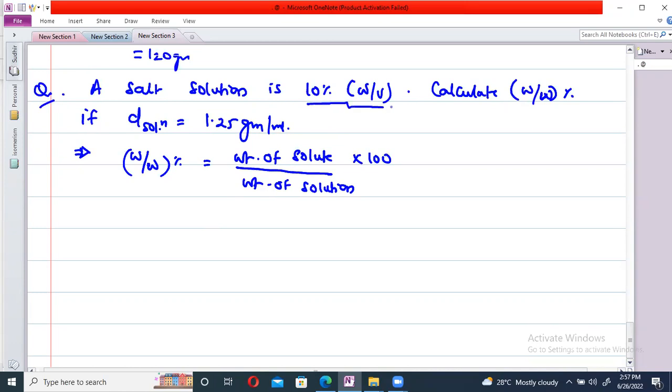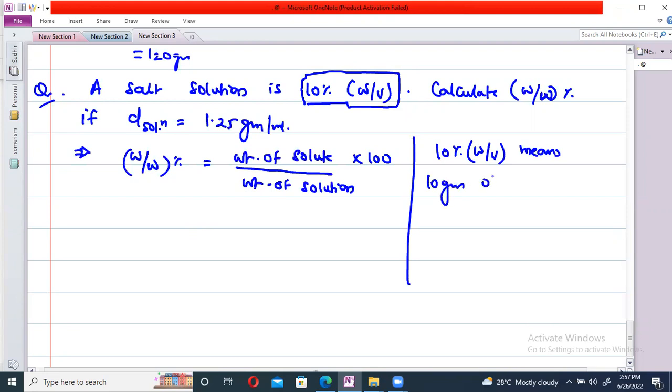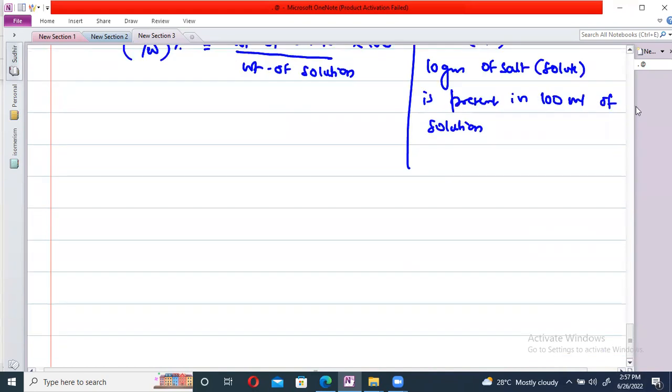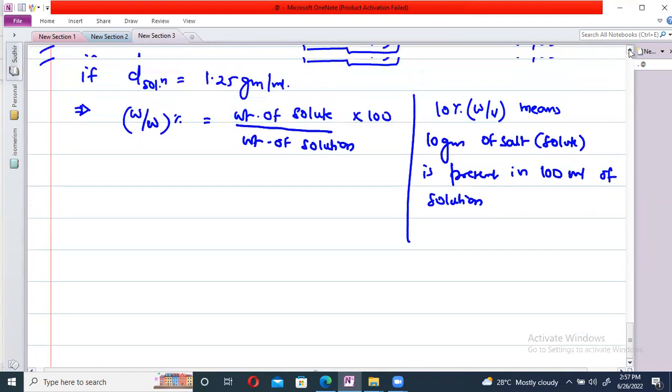You can see 10% W by V means 10 gram of solute present in, I'll write in this case, 10% W by V. What does it mean? It means 10 gram of salt, that is the solute, is present in 100 ml of solution. But we want the weight of the solution. So already I told you, whenever this kind of question is there, if the weight of the solution we want and the volume of the solution is given, go with the formula.